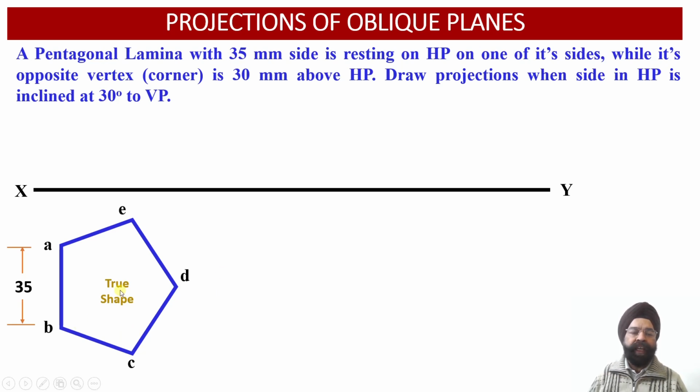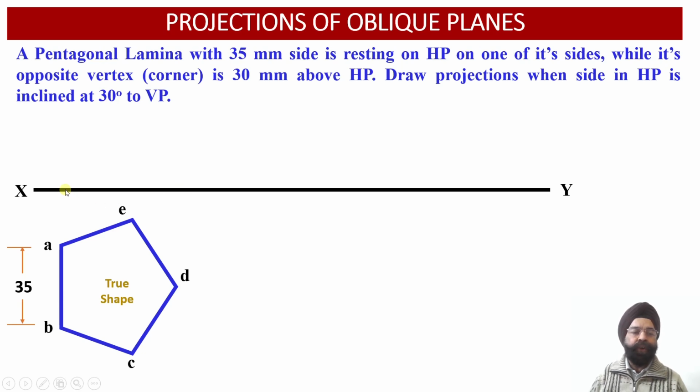Now, having obtained the true shape of this lamina onto the horizontal plane, we are going to evaluate the front view projections of this lamina. And since this lamina has one side resting onto the horizontal plane, we have to assume that, to begin with, the whole of the lamina is going to rest onto this horizontal plane or the XY reference line.